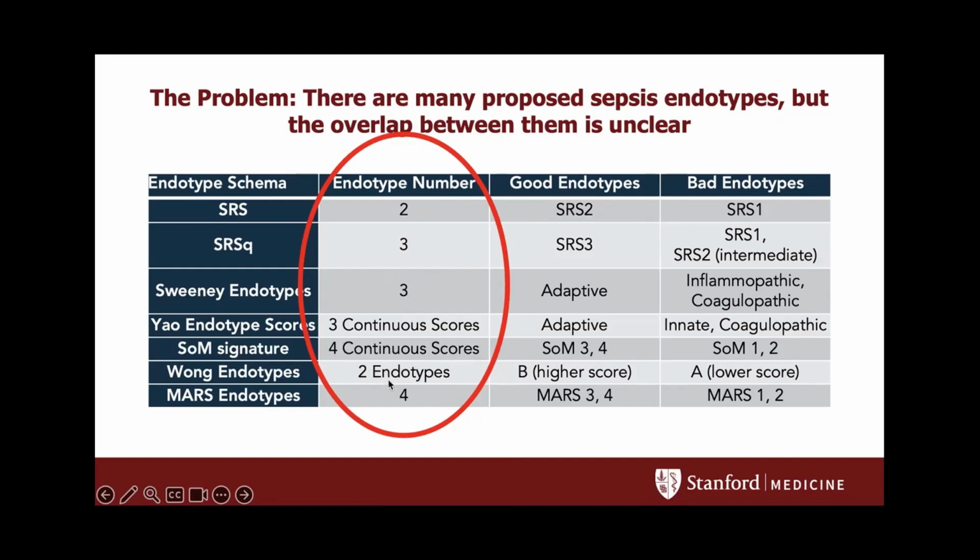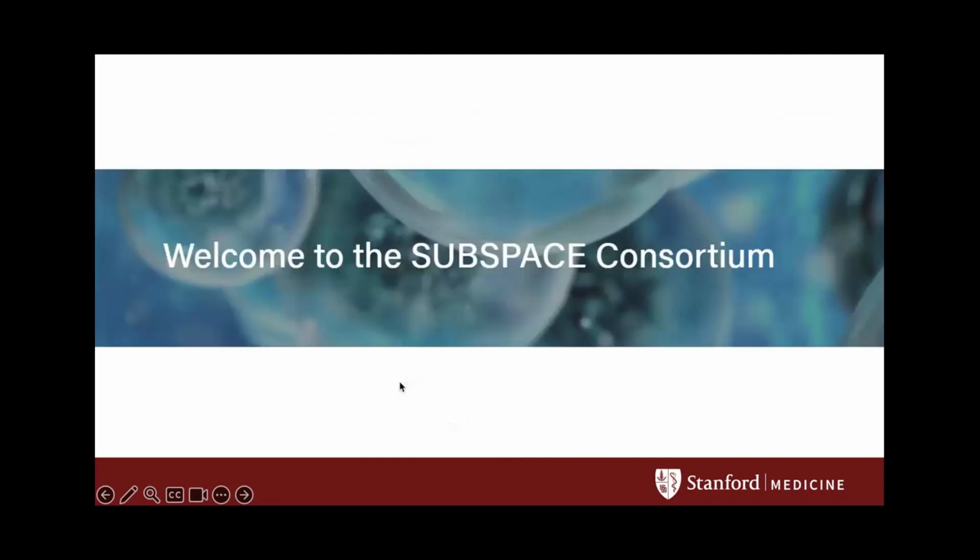And so it's unclear, like, can you take the SOM score and apply it to bacteria? Can you take these SRS endotypes and apply them to viruses? Can you use a pediatric endotyping signature in adults? And what's their sort of overlap and what are their faults? And how do we sort of identify that better? And so this is where the Subspace Consortium came in.